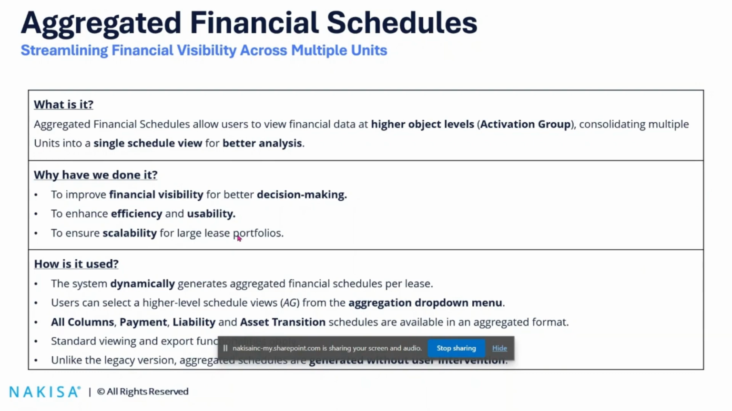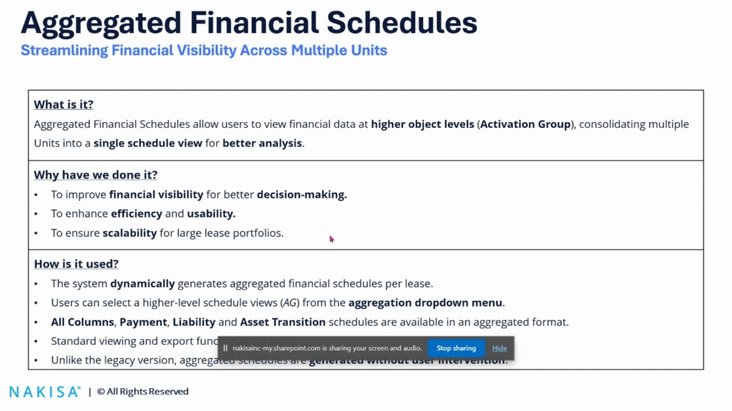The next feature we're going to talk about is the aggregated financial schedules. So 2025 R1 release introduces the ability to generate aggregated financial schedules at the activation group level. This feature significantly reduces complexity for managing large portfolios with multiple units under a single lease contract. So we have clients who have delivery vehicle fleets, where they may have under one contract 100 units.